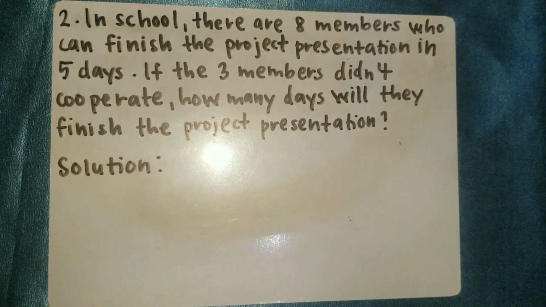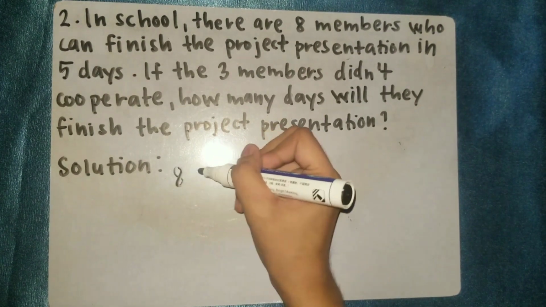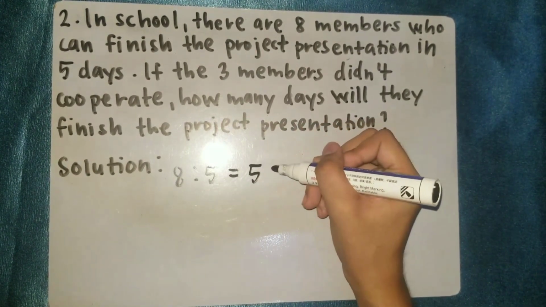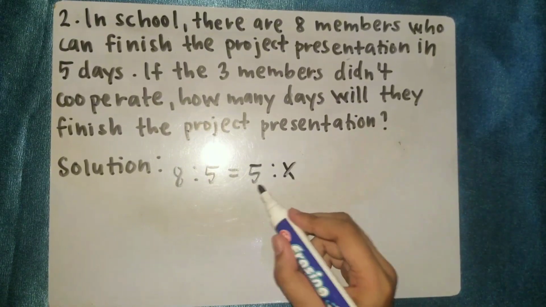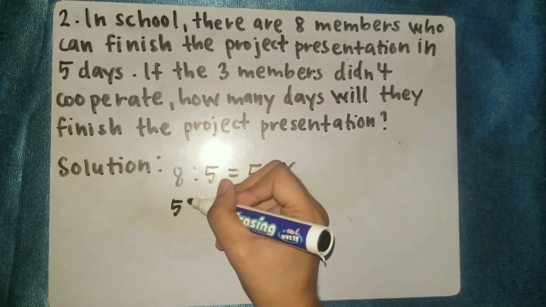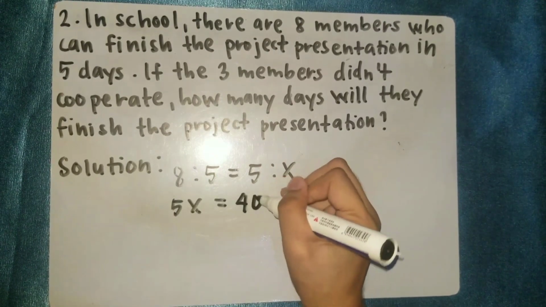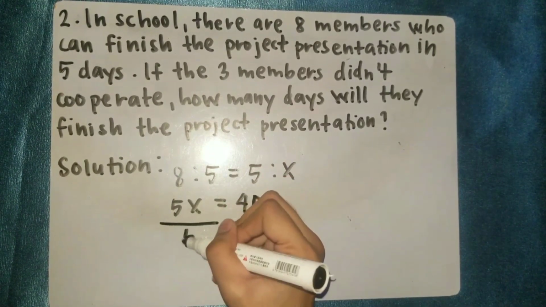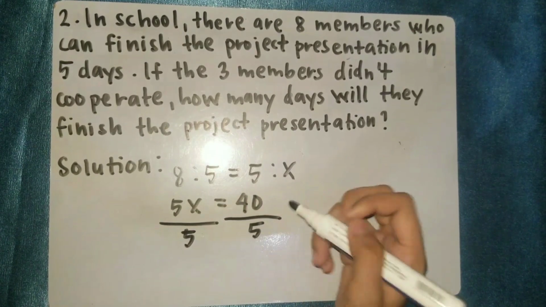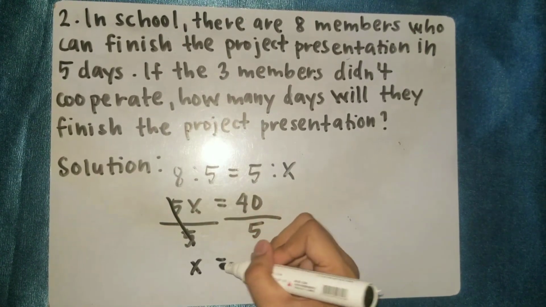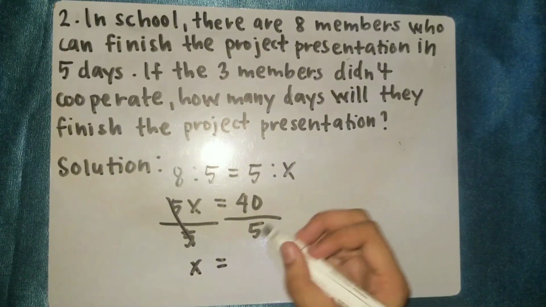The ratio of this problem is 8 members is to 5 days equal 5 members is to x. 5 times x equal 5x. 8 times 5 equal 40. Divide 5 by both sides. 5x divided by 5 equal x. 40 divided by 5 equal 8.